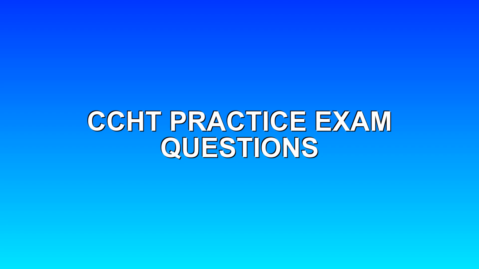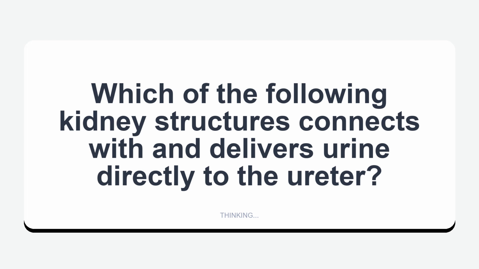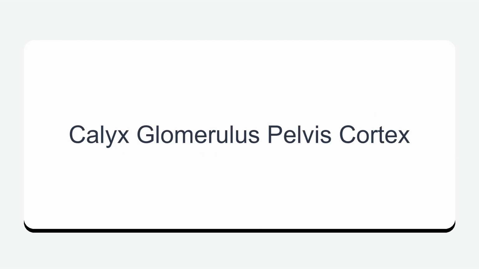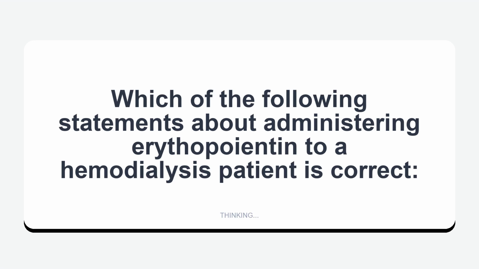CCHT practice exam questions. Which of the following kidney structures connects with and delivers urine directly to the ureter? Calyx, glomerulus, pelvis, cortex. Which of the following statements about administering erythropoietin to a hemodialysis patient is correct?